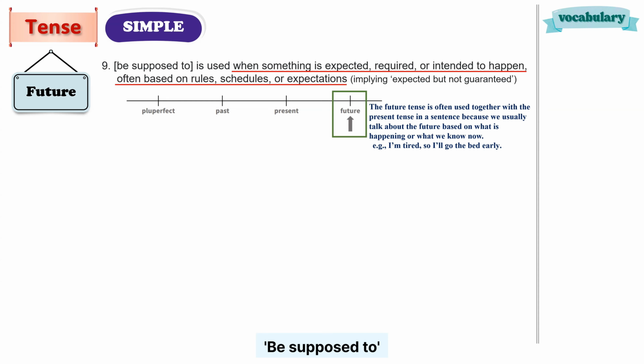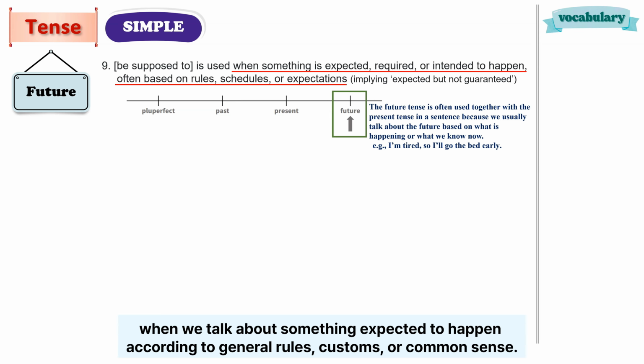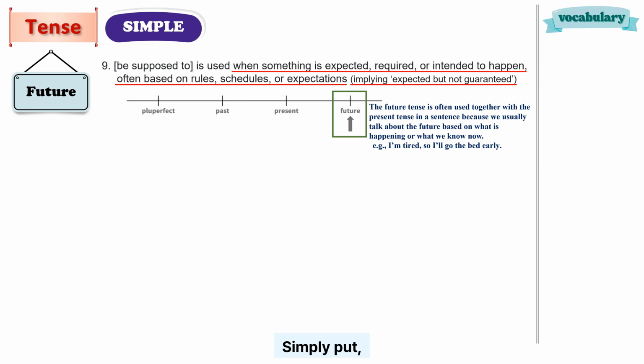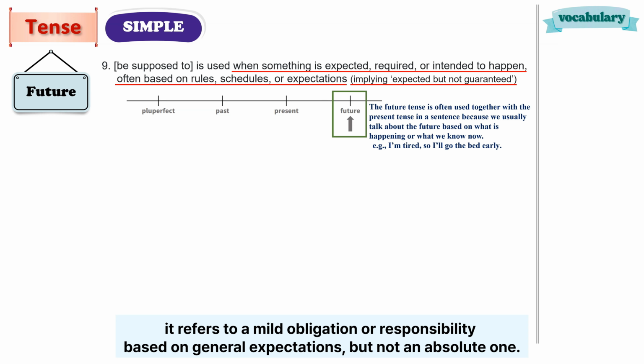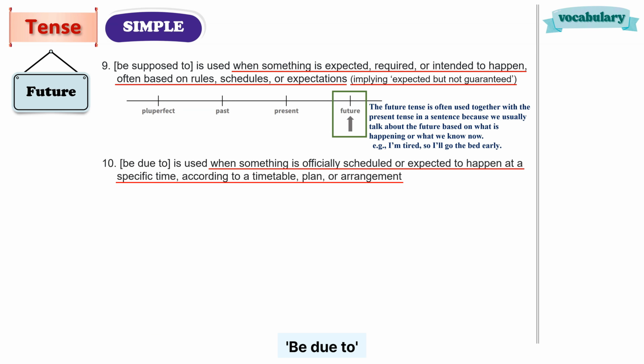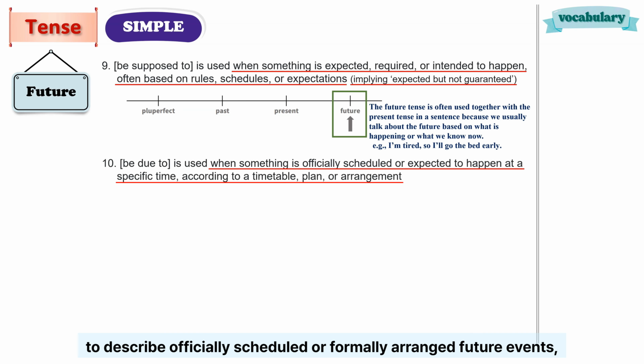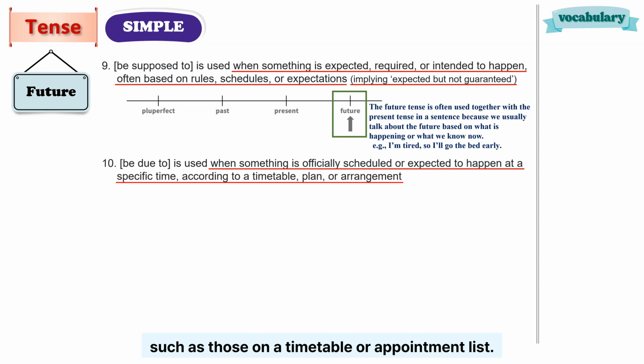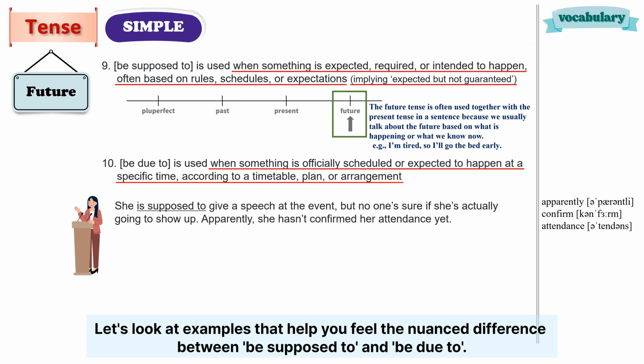Be supposed to. This very common expression is used when we talk about something expected to happen according to general rules, customs, or common sense. Simply put, it refers to a mild obligation or responsibility based on general expectations, but not an absolute one. Be due to. This phrase is mostly used to describe officially scheduled or formally arranged future events, such as those on a timetable or appointment list. Let's look at examples that help you feel the nuanced difference between be supposed to and be due to.